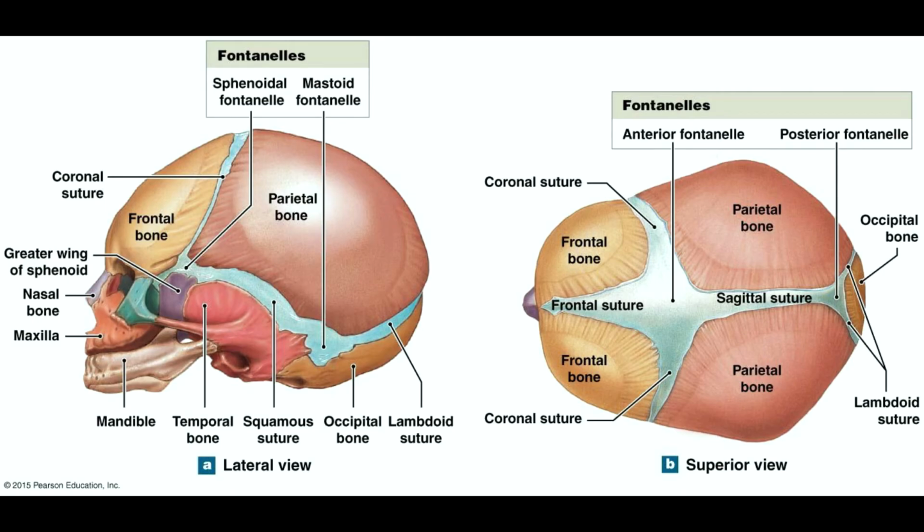Here we can see a skull of an infant, around 4 to 6 months, and we can clearly appreciate the lines or the sutures, the joints, and there are four of them. We have the coronal suture, the sagittal suture, the lambdoid suture, and the frontal suture. These sutures are immovable joints, and we can clearly see the part wherein bone hasn't ossified yet: the anterior fontanelle and the posterior fontanelle.